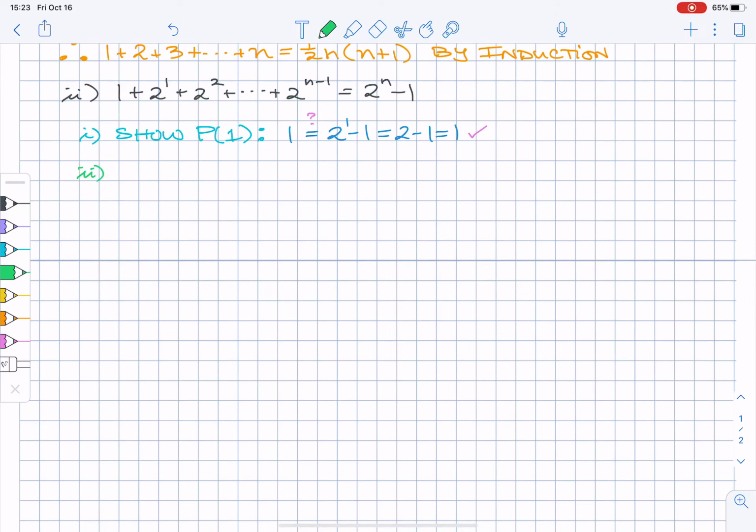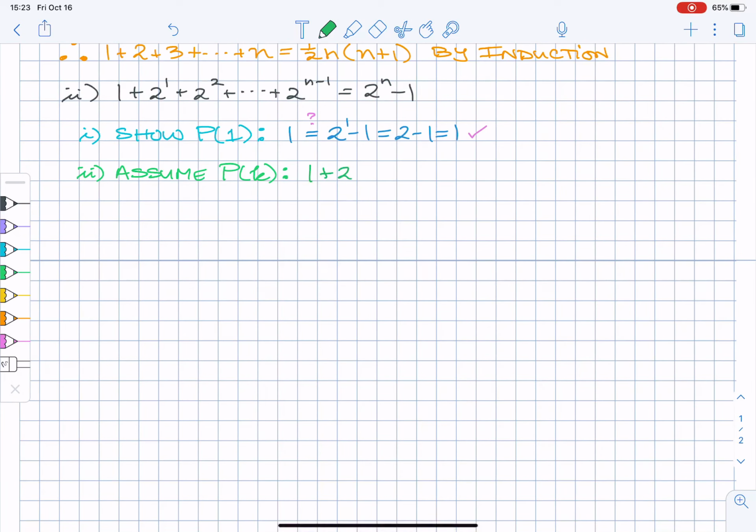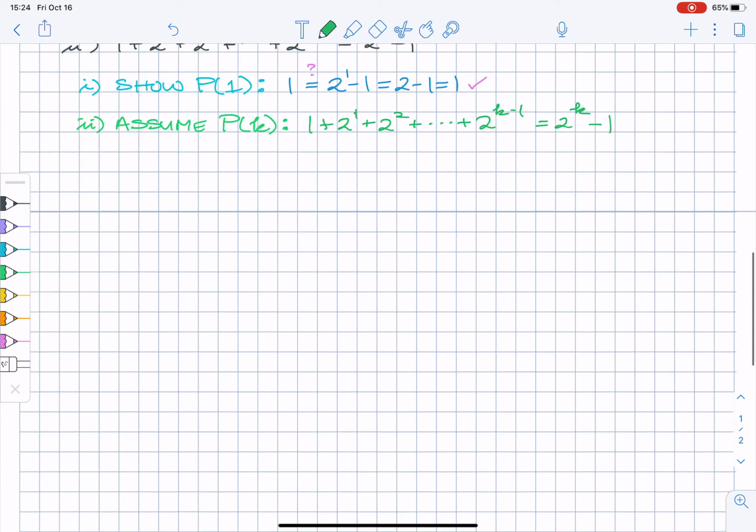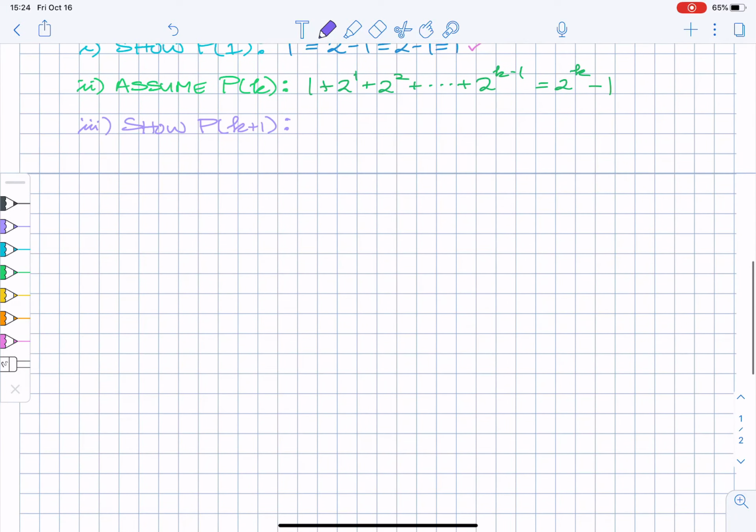Step 2, assume that p at any integer k holds. So that means we have that 1 plus 2 to the first plus 2 to the second plus ... plus 2 to the k minus 1 is equal to 2 to the k quantity minus 1. Okay, and now we're going to show, this is the induction step, so show that p of k plus 1 is true based on my assumption. Actually, do you know what? I'm maybe going to go down the line.